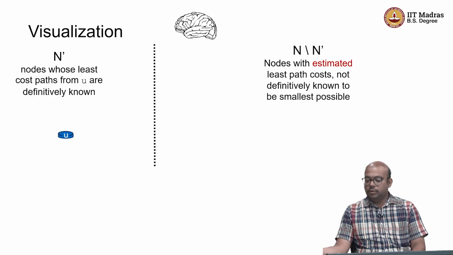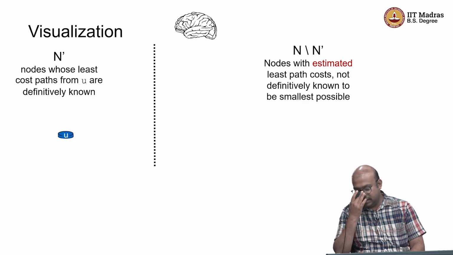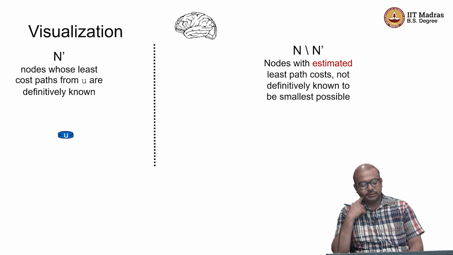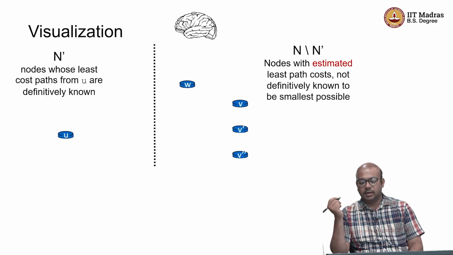So, let us say U is there. I am basically trying to again capture the relaxation step, how exactly the updation step works. You have U in N prime. On the right hand side you have V, V prime and V double prime as these three destinations. Okay. So, now the question is whether you should directly reach V through some other network of nodes, that is abstracted out, or you should use an alternate path through W.